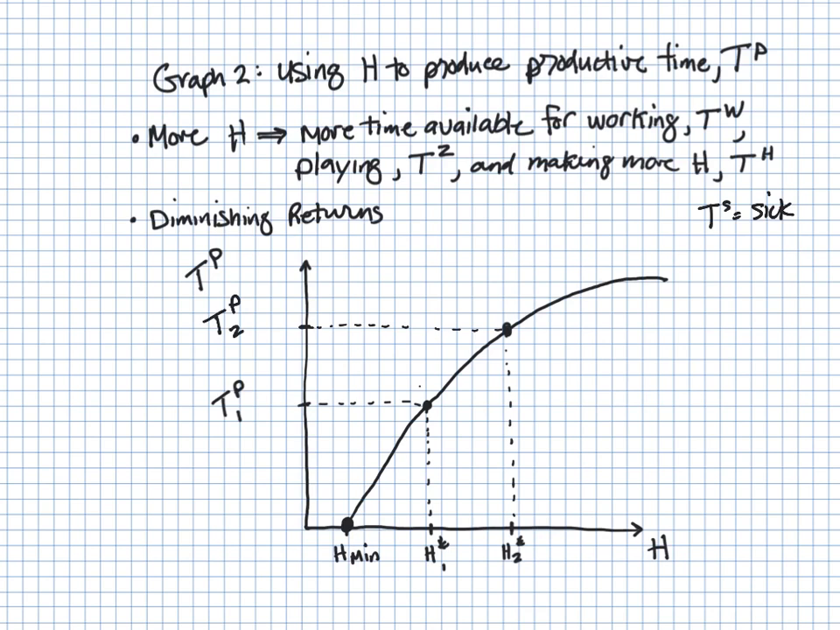So an increase in H caused us to move up and to the right along this curve from a point like A to a point like B.